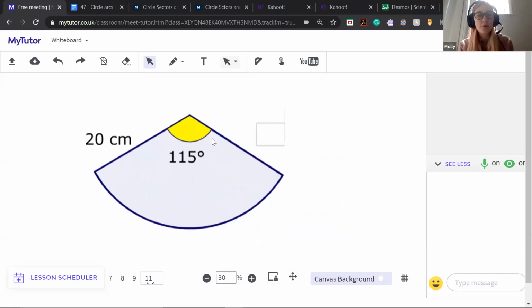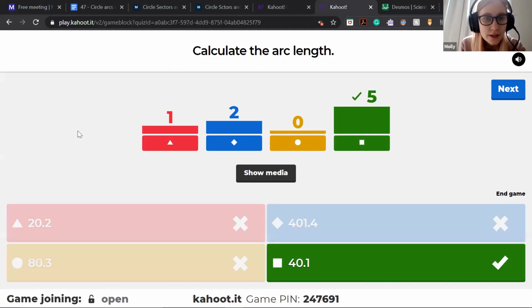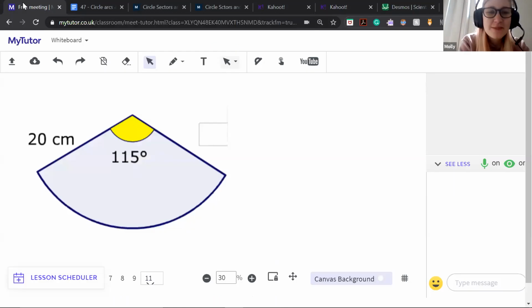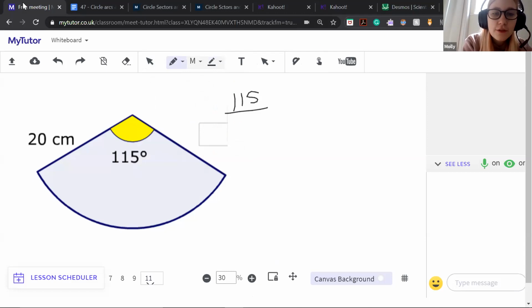Okay, so this one, we were looking for the area, I think, were we? Hold on. Or was that, no, it was arc length, wasn't it? Yeah, arc length. Let me make sure I'm tackling the right question. So it's going to be 115 over 360, and we want to times that by our circumference.